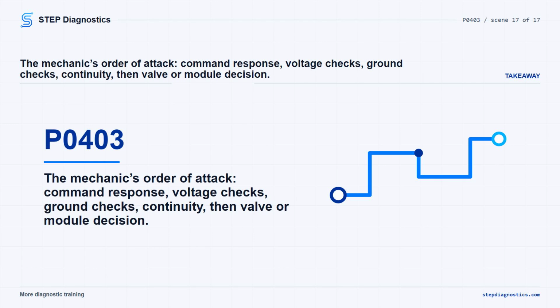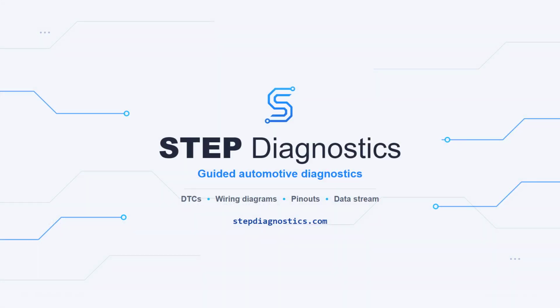Bottom line, for P0403, prove the command response first. Then prove the control circuits for voltage, shorts to ground, and continuity before condemning the valve or moving farther upstream.